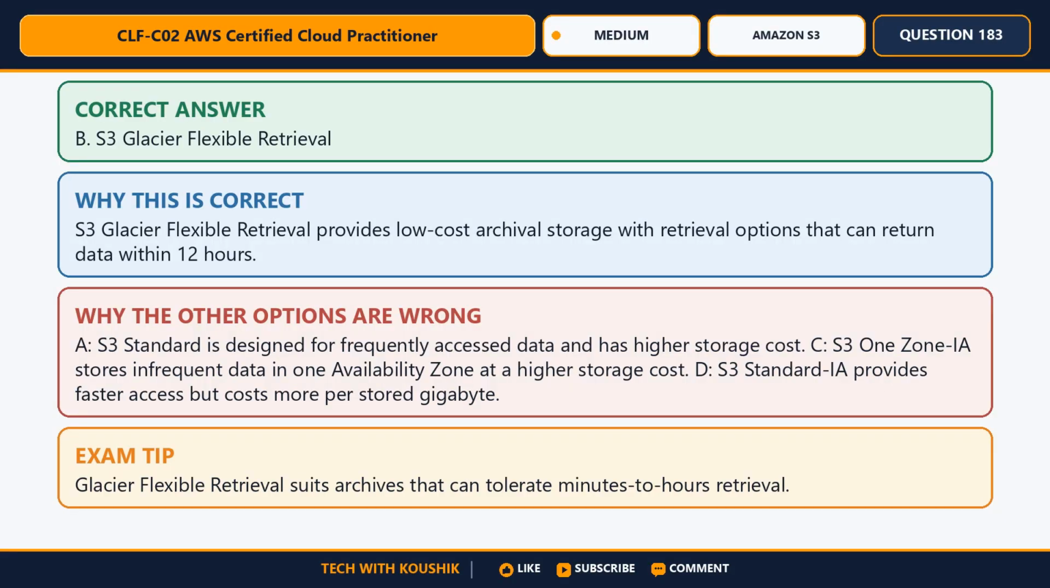The correct answer is B, S3 Glacier Flexible Retrieval. Here is why. S3 Glacier Flexible Retrieval provides low-cost archival storage with retrieval options that can return data within 12 hours. Why are the other options not correct? A. S3 Standard is designed for frequently accessed data and has higher storage cost. C. S3 One Zone-IA stores infrequent data in one availability zone at a higher storage cost. D. S3 Standard-IA provides faster access but costs more per stored gigabyte. Exam tip. Glacier Flexible Retrieval suits archives that can tolerate minutes to hours retrieval.